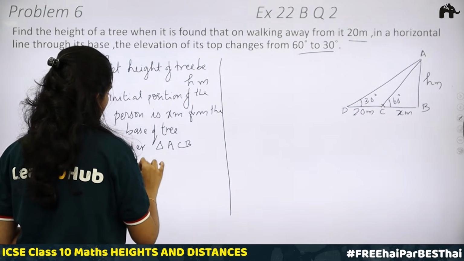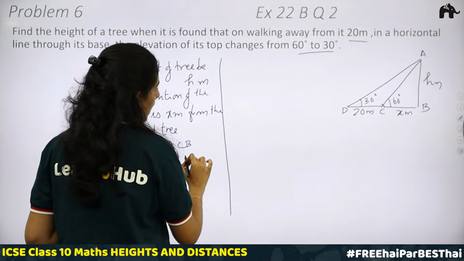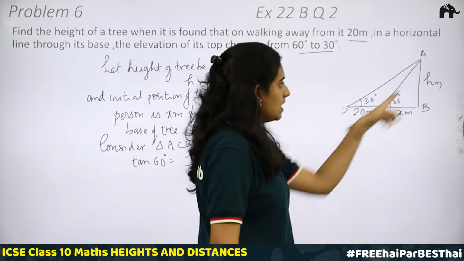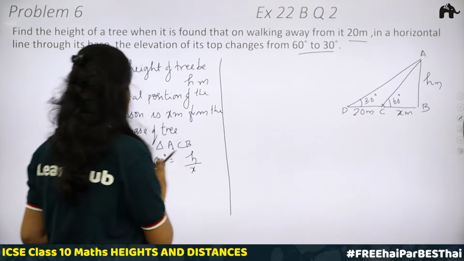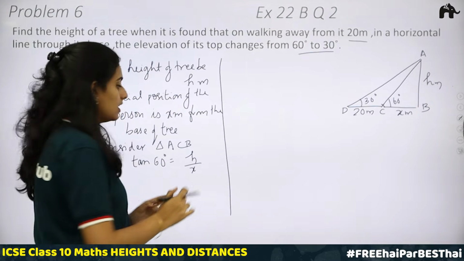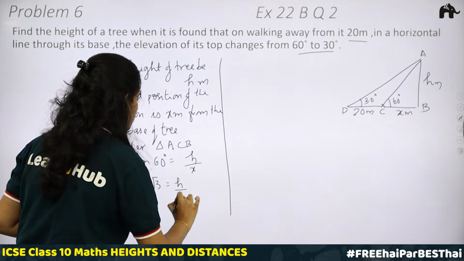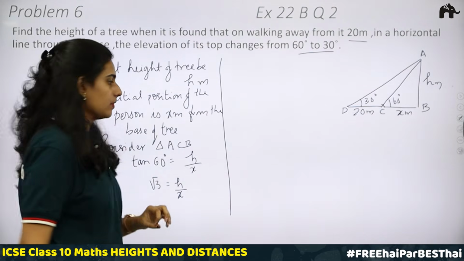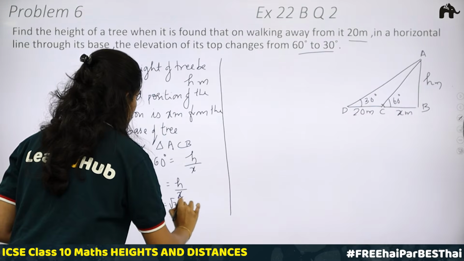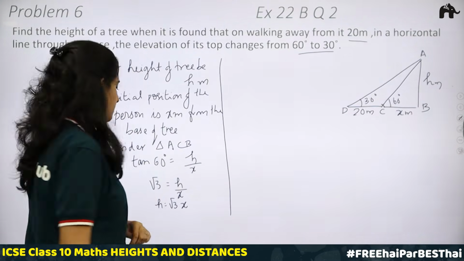ACB. We will have tan of 60 degrees equal to h divided by x. Okay, that is AB divided by BC, h divided by x. Tan 60 degrees is equal to h divided by x. What is tan 60 degrees? Tan 60 degrees is equal to root 3. Root 3 is equal to h by x. Okay, then we can write h is equal to root 3 times x.